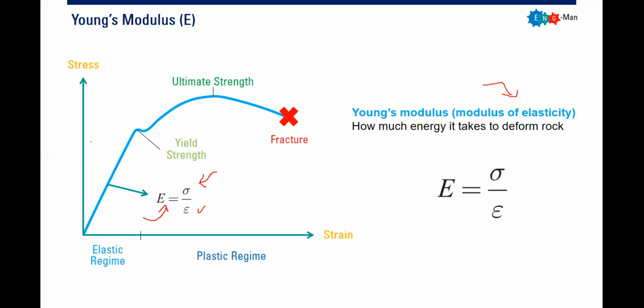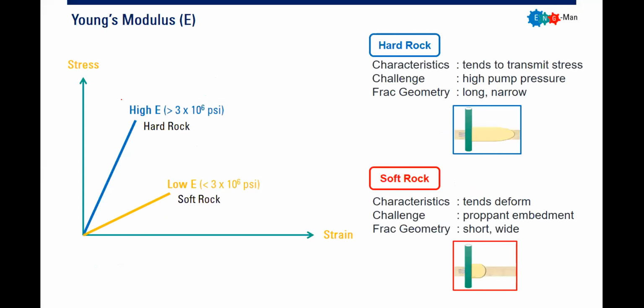All right, and all materials, including reservoir rock, have this curve, have this parameter, Young's modulus. Based on their Young's modulus, we can have hard rock or soft rock. Hard rock if the Young's modulus is above 3 million psi, and soft rock if the Young's modulus is lower than 3 million psi. And we have the distinction between hard rock and soft rock, because we can frac hard rock or we can also frac soft rock.